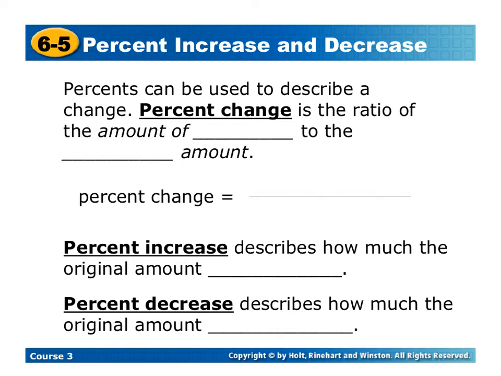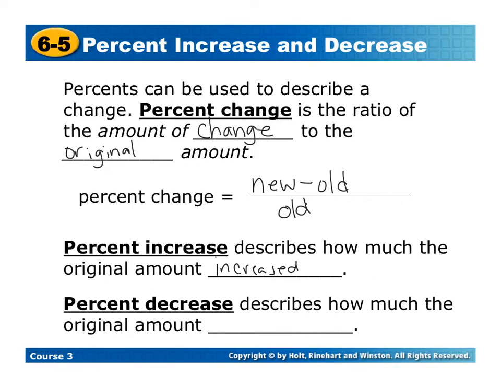So the percent change is the ratio of the amount of change to the original amount. The percent of change basically breaks down to: you take the new minus the old, divided by the old or original. A percent of increase just describes how much the original amount increased, and a percent of decrease just describes how much the original amount decreased. And it obviously can only be one or the other.